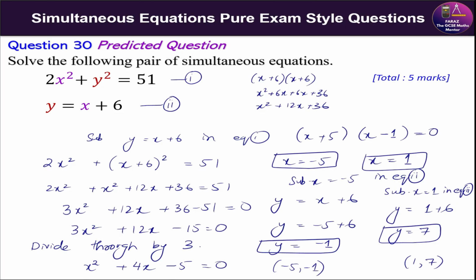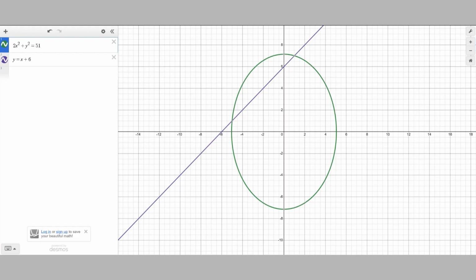Now let's see this question on the graph. Alright, now let's take a look at what's actually happening on the graph of this system. We have two equations, a curve 2x squared plus y squared equals 51 and a line y equals x plus 6. First off, notice that the green curve here is an ellipse.